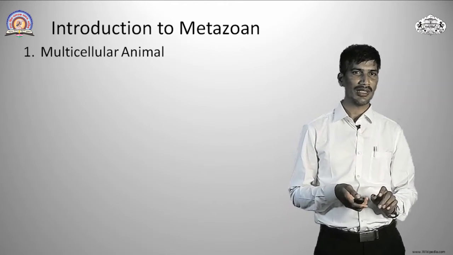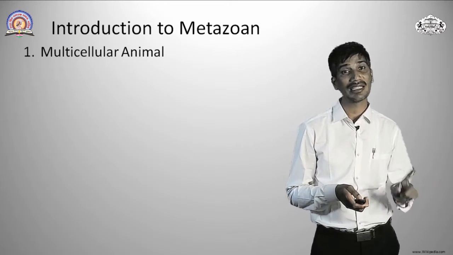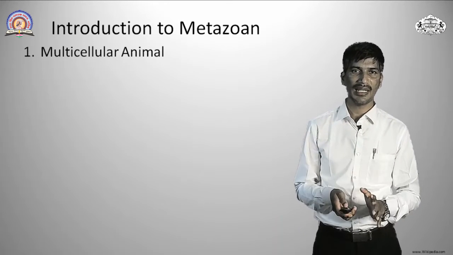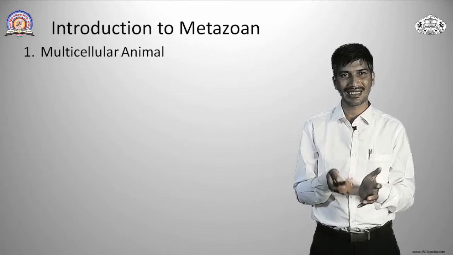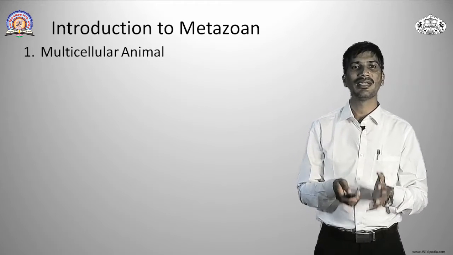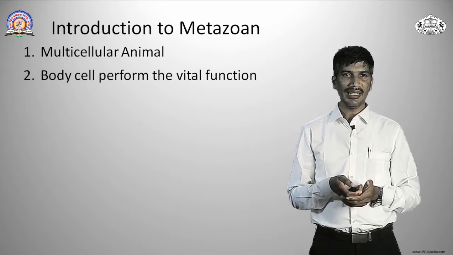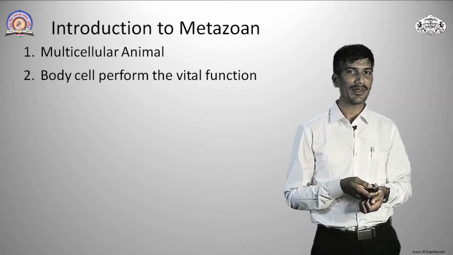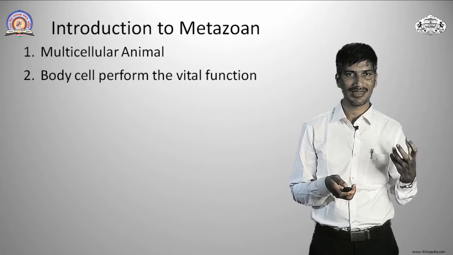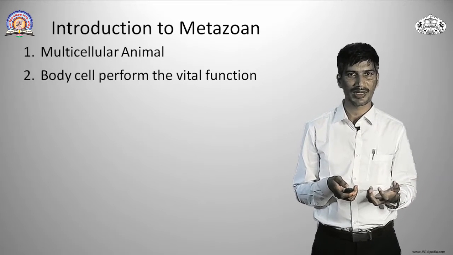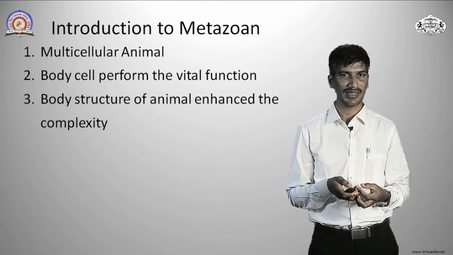In the metazoan, the first characteristic feature is that it is a multicellular animal. Those animals have many cells found in the single animal body. That animal is put in the subkingdom Metazoa. Then the second feature: body cells perform the vital functions. Not a single cell acts for all the functions of life. Here the body cells perform very specialized or vital functions.